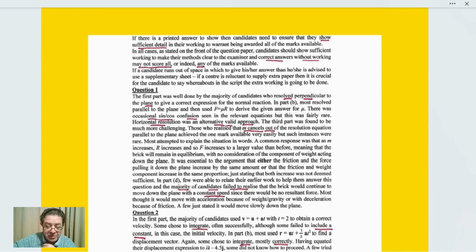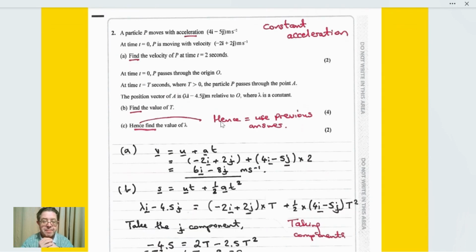Okay, so let's have a look at question 2 of this paper. A particle P moves with acceleration 4i minus 5j. That's a constant vector. So we're dealing here with constant acceleration. So those equations of constant acceleration, what you might call the SUVAT equations or UVAST, can be used here, but using vector notation. We're told the velocity when t is naught. That's the u velocity, and we're asked to find the velocity of P at the time t equals 2. So this question involves v, u, a, and t.